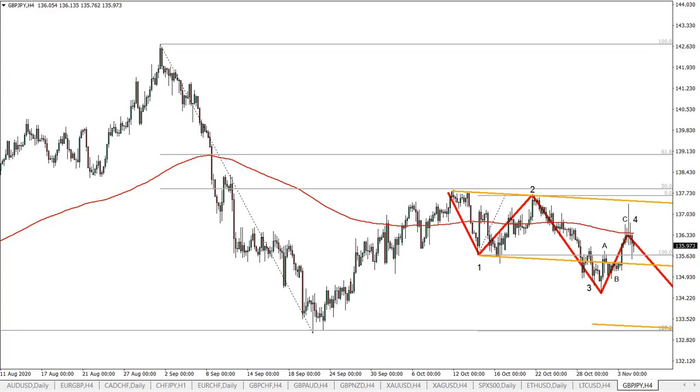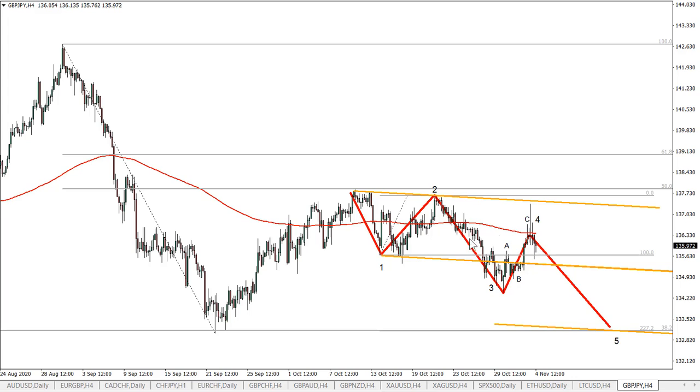We're starting today with the pound versus Japanese yen currency pair and the potential downside move that is expected.